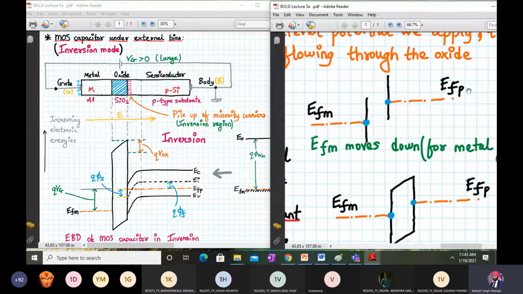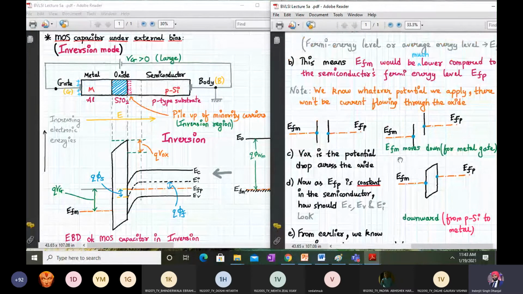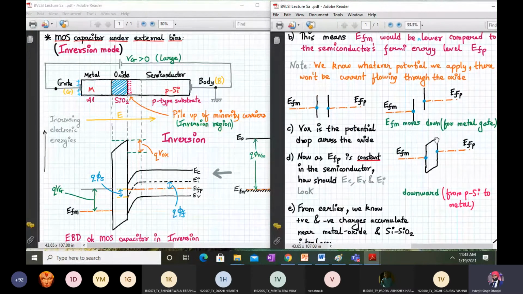Let's say the EFP remains there only. So EFM moves downwards for the metal gate. So if these two are the anchor points, if one of them stays there and one of them moves down, you will have the band bending like this. So we have a downward band bending, a more downward band bending in case of inversion layer, and the voltage drop across the oxide, the amount of bending in the oxide, is the voltage drop, that is the VOX.